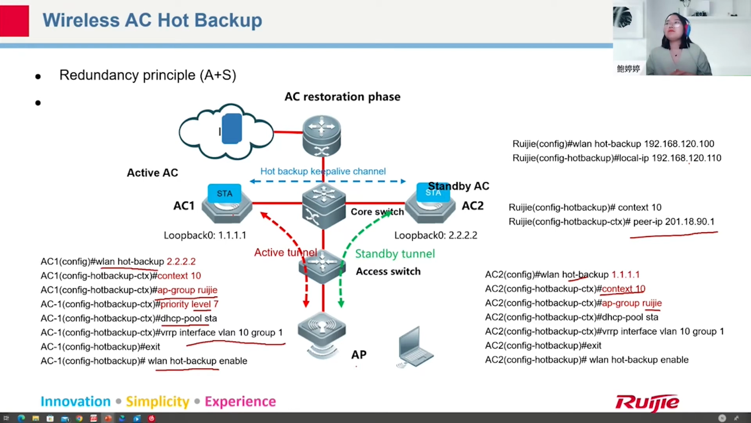And this time is 10 minutes. 10 minutes later, I will switch the active again. And the 10 minutes is enough for AC1 to get every station information from the AC2. Then the AP will establish the active tunnel with AC1 again and change the tunnel to become standby tunnel with AC2. So this is the process.